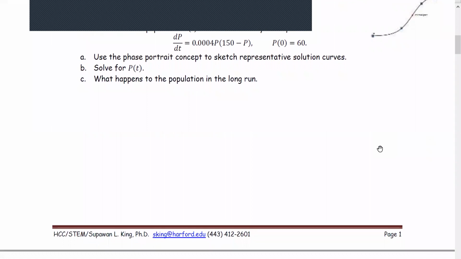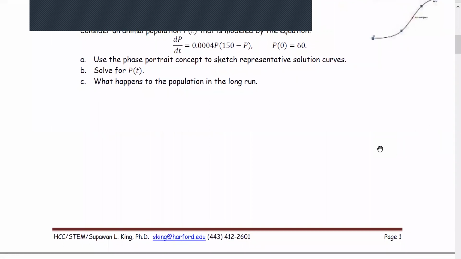Let's consider this example. For the animal population P of t, the model is dP/dt equals 0.0004 P times (150 minus P), where P of 0 equals 60. Part A, use the phase portrait concept to sketch representative solution curves. Part B, solve for P of t. And Part C, what happens to the population in the long term.